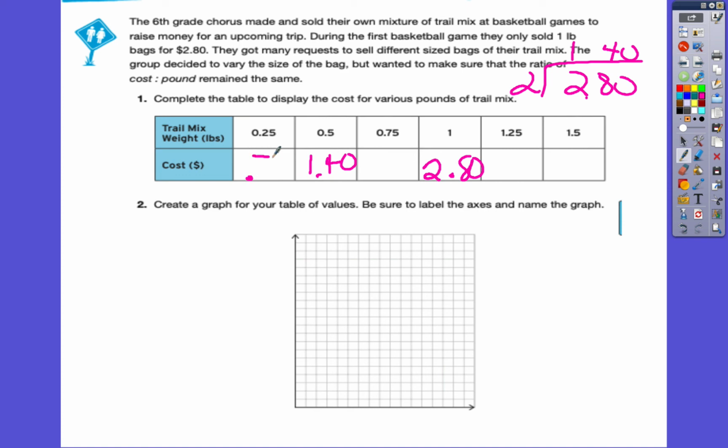And that's 70 cents. Now here's the cool thing. If I add these two together, I get 0.75. So my answer here is $2.10. And I'm just going to keep going, matching my numbers. I need 1.25. I'm going to add $2.80 and 70 cents to get $3.50. And then I'm going to add 1 pound and a half pound to get $4.20.